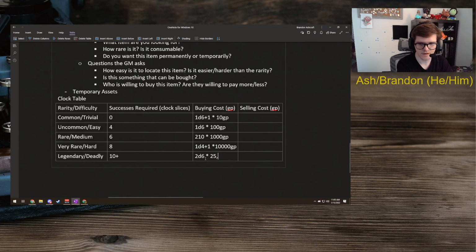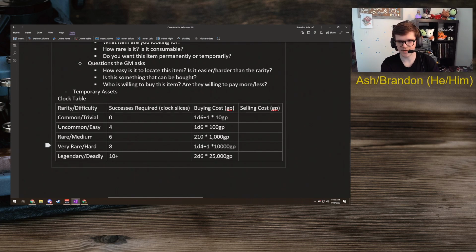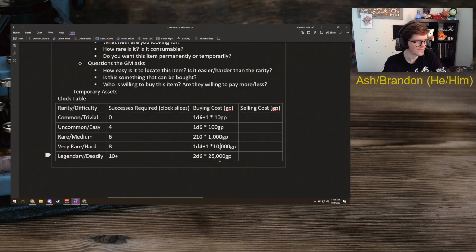2d6 times, and then I'm going to add commas because I'm forgetting things. That is not the right spot for that. There we go. So this seems fine, at least for asking price, because people are going to ask for more or less than what they should.